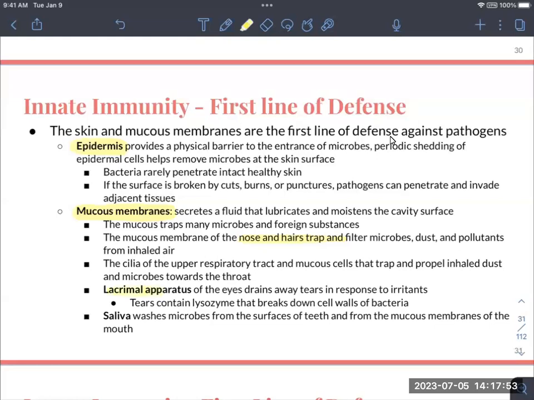Your eyes have that lacrimal apparatus that's going to drain tears away from your system. Those tears have what's known as a lysozyme. Lysozymes break down bacteria. Our saliva, when we swallow, if we have microbes that we've kind of ingested, it takes them down into your stomach, which is a very acidic environment.